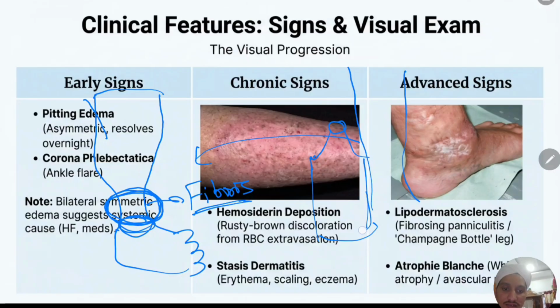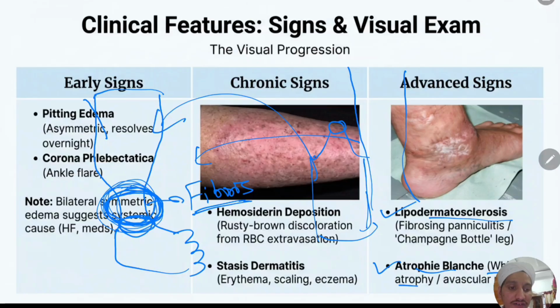It will be like this. So if you just invert it, this is known as the inverted champagne bottle appearance. The hallmark of that is the constriction of the leg just above the ankle. That signifies lipodermatosclerosis, the champagne bottle leg appearance. And atrophie blanche. What is this atrophie blanche? So these two things, lipodermatosclerosis and atrophie blanche.